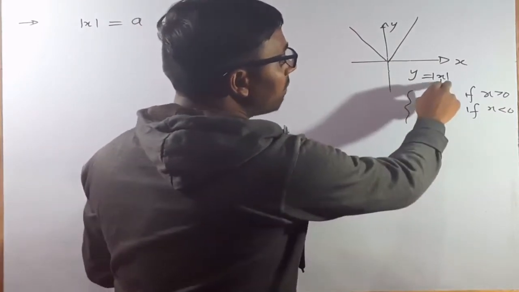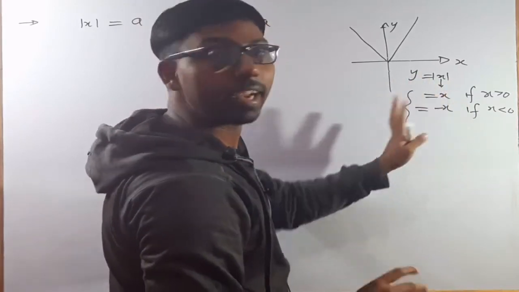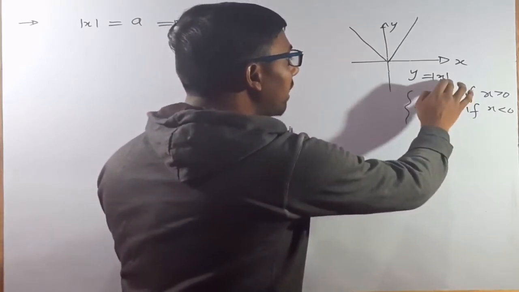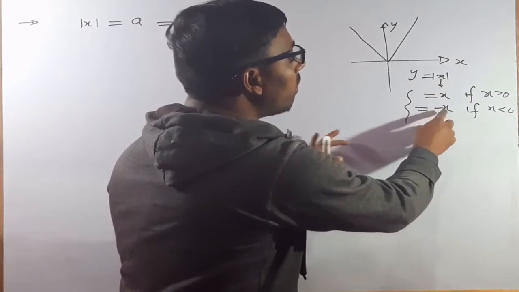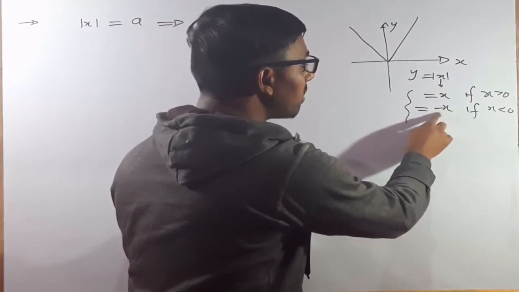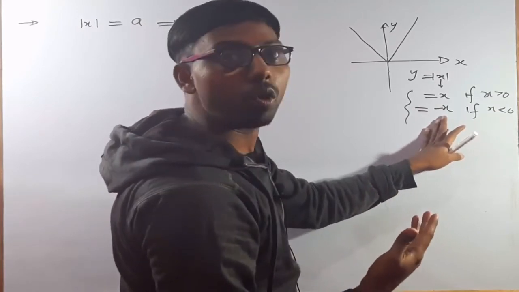So if the inner function of any modulus function is positive, then we will expand it as it is. If the inner function of the modulus function is negative, then we will put an additional negative sign, so that this may become an overall positive quantity.